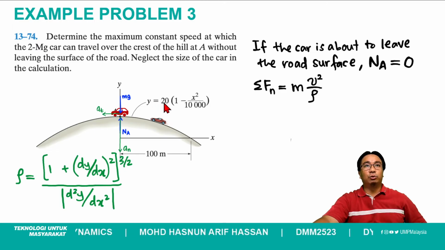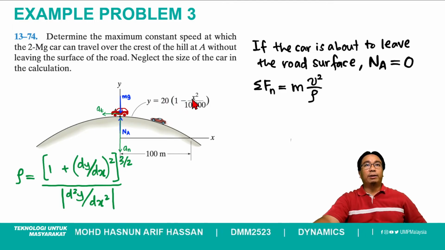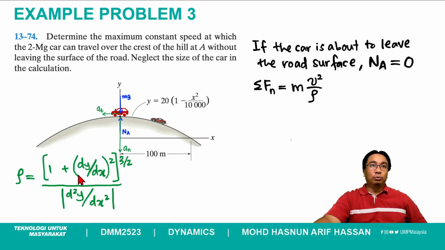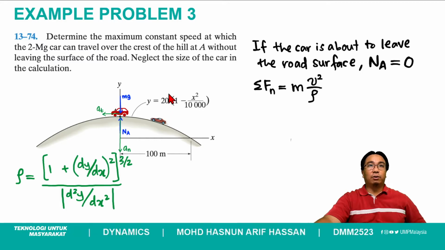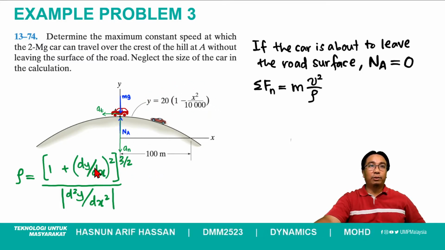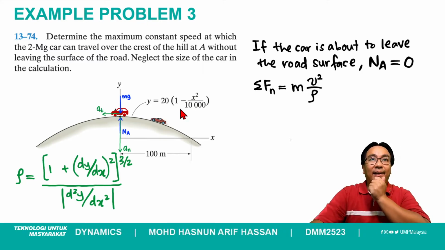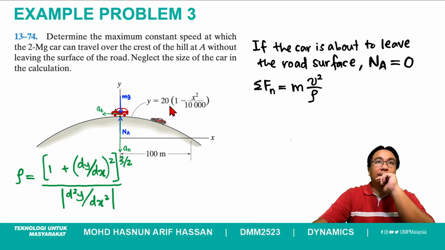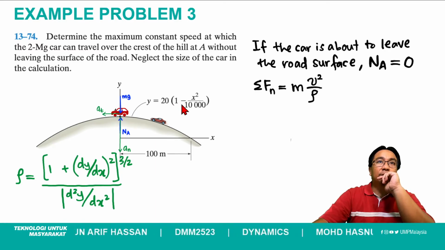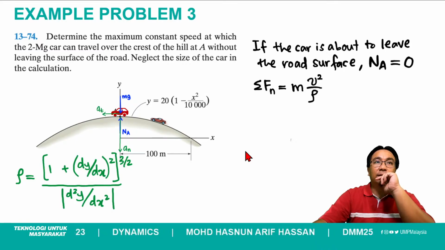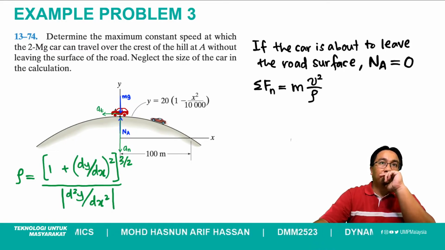Okay, so we have the equation of the path here. y is equal to 20 times 1 minus x square over 10,000. So we need to get the derivatives of this function. So what will be dy dx of this function? Anyone? dy dx of 20 times 1 minus x square over 10,000. What will be the dy dx of this function?